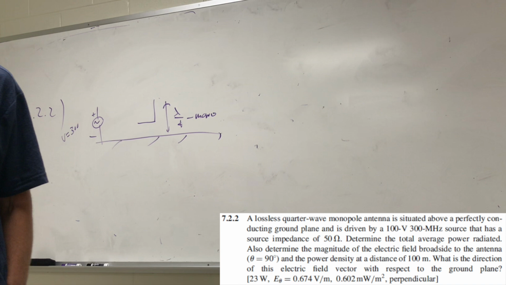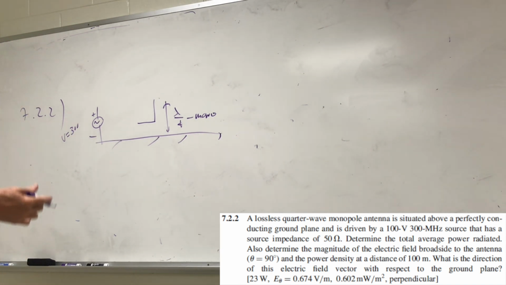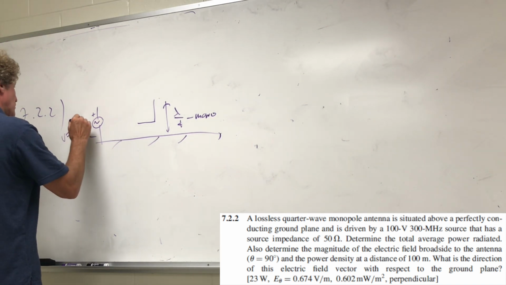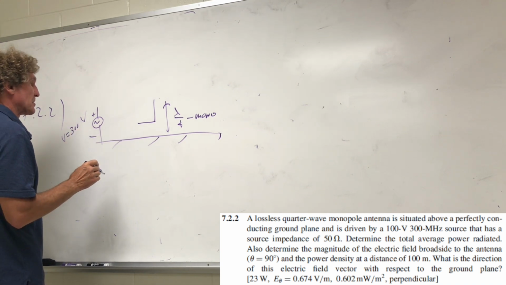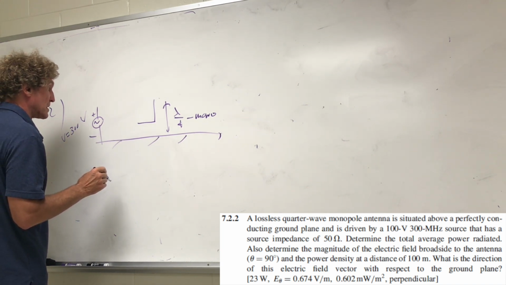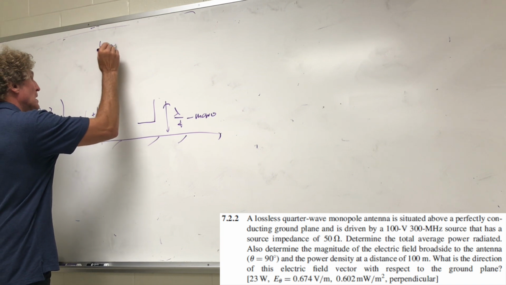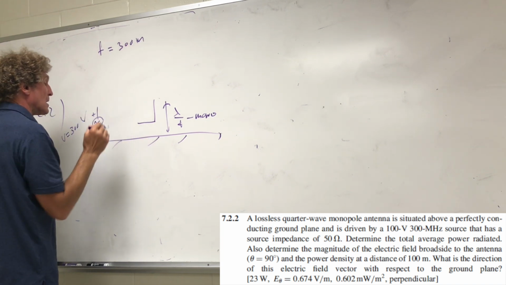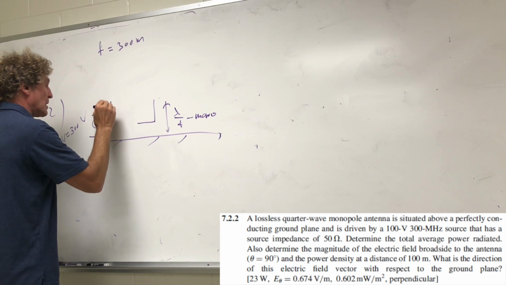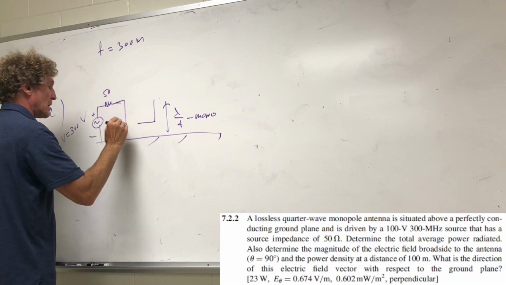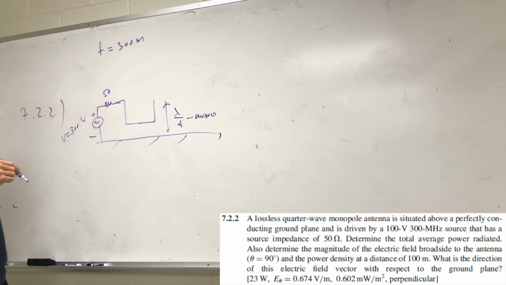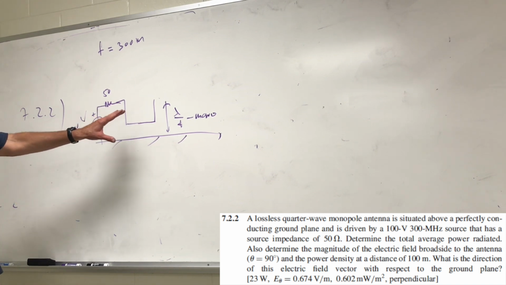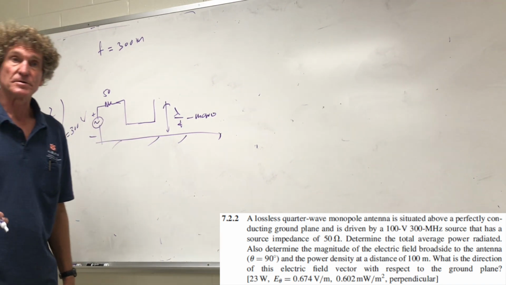It should be V RMS or V. That's peak then. I mean, typically, that's assumed peak unless it says RMS. 300 megahertz is a frequency that has a source impedance of 50 ohms. Determine the total average power radiated. Also determine the magnitude of the electric field broadside to the antenna. Okay. So this is the actual sketch of the problem. Now I'm going to show you the equivalent circuit.